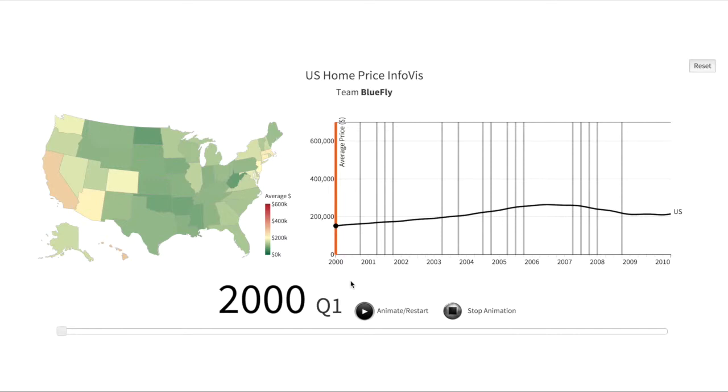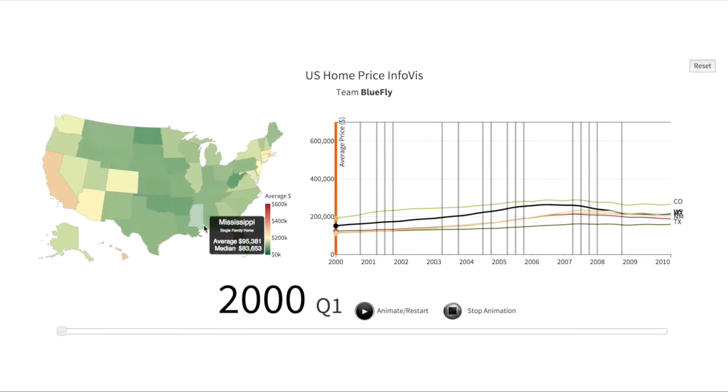So there's really two ways to accomplish this. The first way is looking at the line graph. We can go ahead and select any number of states that we'd like, and we just go ahead and look at the 10-year overall price trend of those particular selected states.